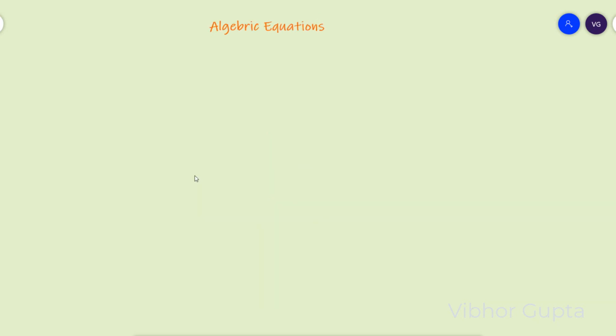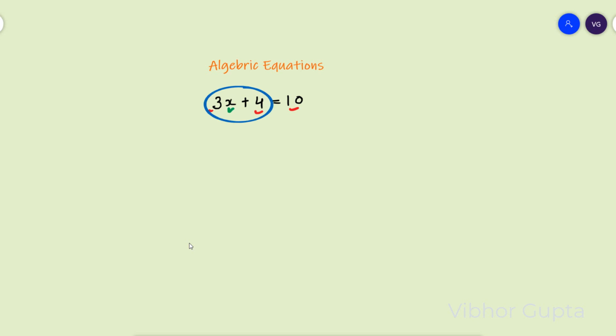So let's say I write one equation. I'll say 3x plus 4 equals 10. It simply consists of two things: one is a variable and another is a constant. The equation is simply there to balance these two things. So what we have on the left side must balance with the right hand side, right? Whatever we have on the left hand side will be equal to the right hand side.